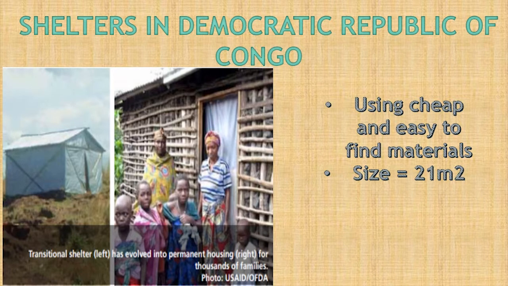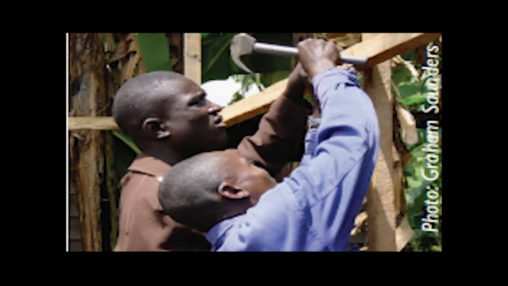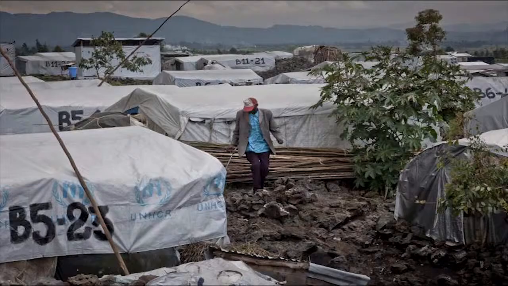The shelters were made of plastic sheeting, and the roof is made of zinc sheets. Most of the components of the house are made of timber. The construction is with wood framing, and the floor is made of concrete.